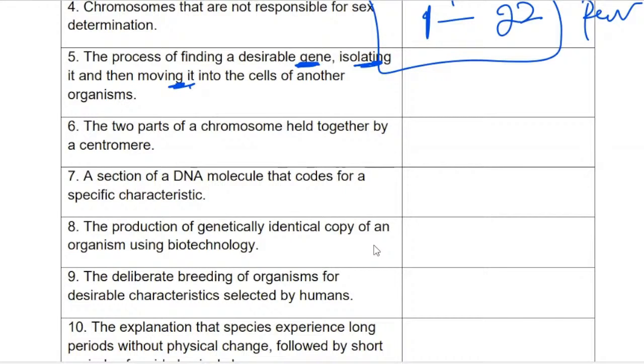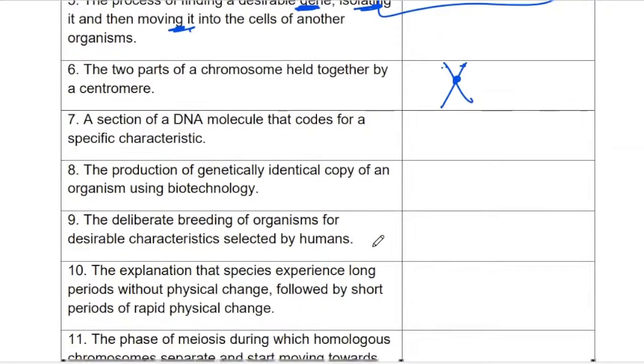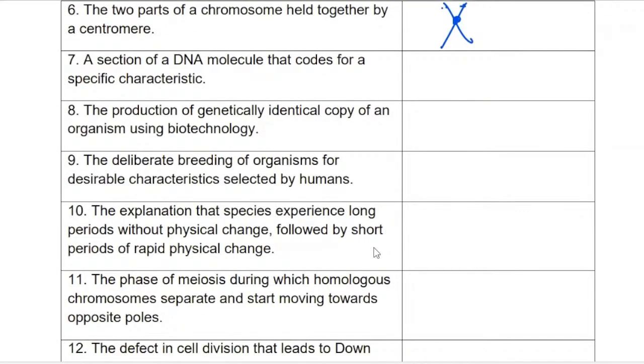The two parts of the chromosomes held together by the centromere. So they are looking for these parts. We call them chromatids. A section of DNA molecule that codes for a specific characteristic. We call it a what? A gene. Then you're saying the production of a genetically identical copy of an organism using biotechnology. So you produce the same individuals which are identical. So we call it cloning.